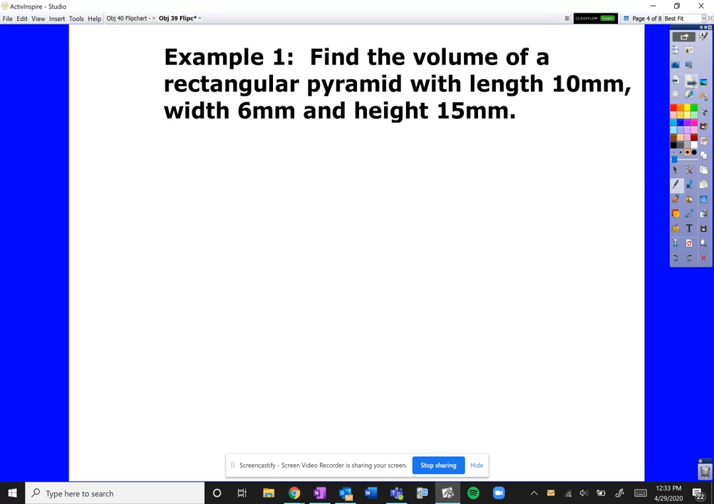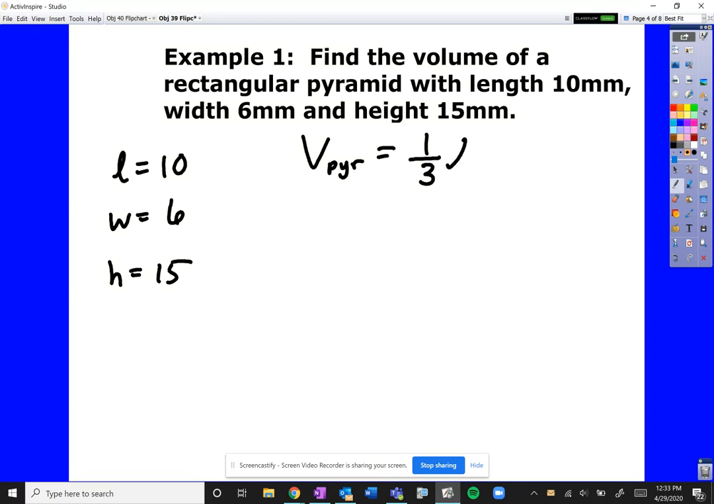So let's do a couple problems. This one's actually pretty quick. Find the volume of a rectangular pyramid with a length 10, width 6, and a height of 15. So we know that our length is 10, our width is 6, and our height is 15. And we want to find the volume of a pyramid, which we know is 1/3 length times width times height. So it's going to be 1/3 times the length of 10 times the width of 6 times the height of 15.